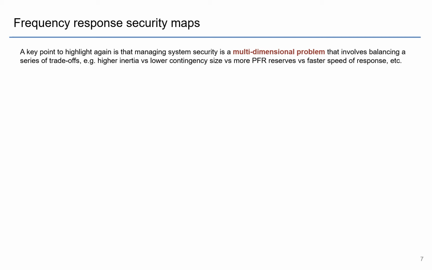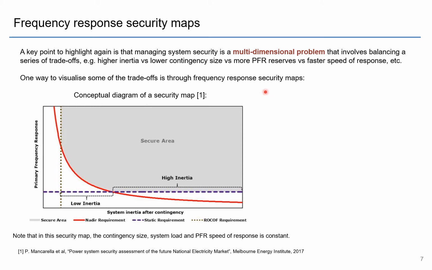Now one way that we can visualize some of these trade-offs is through the use of frequency response security maps. So this is a conceptual diagram of the security map. So there's a 2D diagram, and here we have inertia on the x-axis and PFR requirement on the y-axis. So if you're in this area, we're secure. Now, when you have very high inertia, you need low PFR in order to be secure. Whereas as your inertia decreases, you need a greater amount of PFR quantity to stay secure.